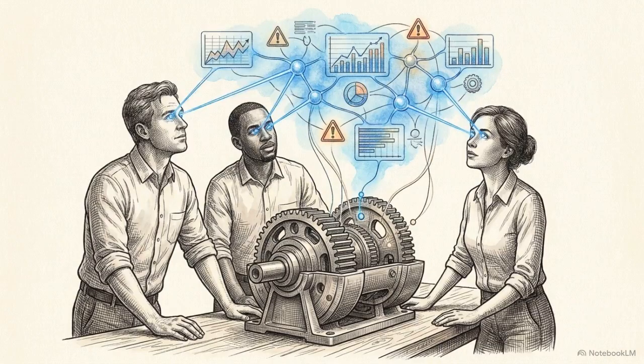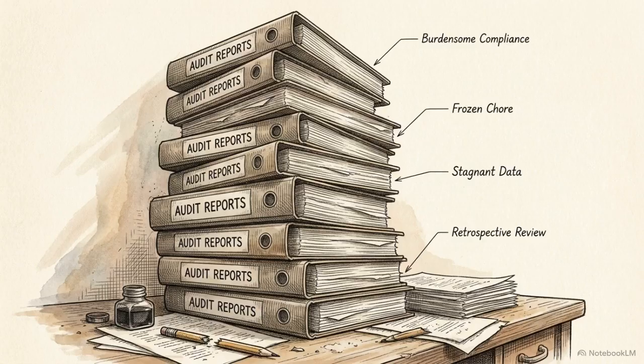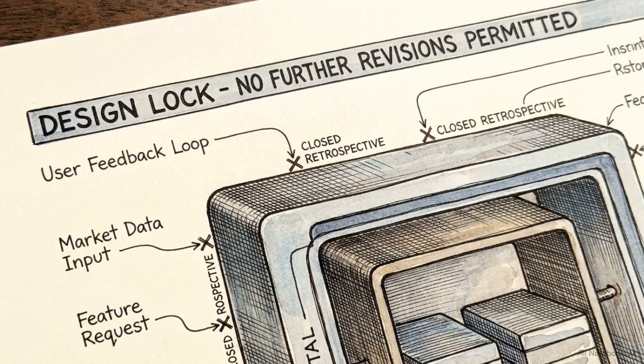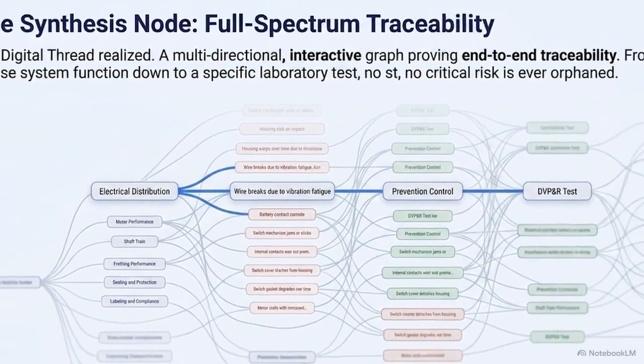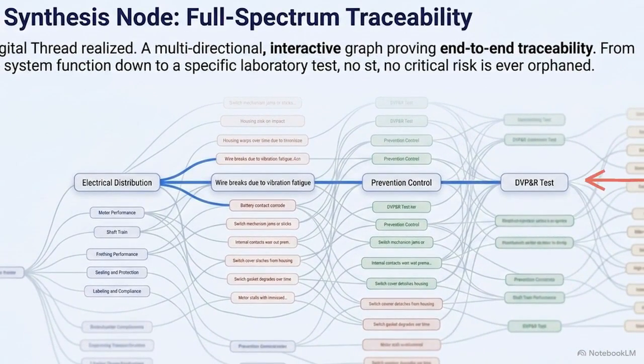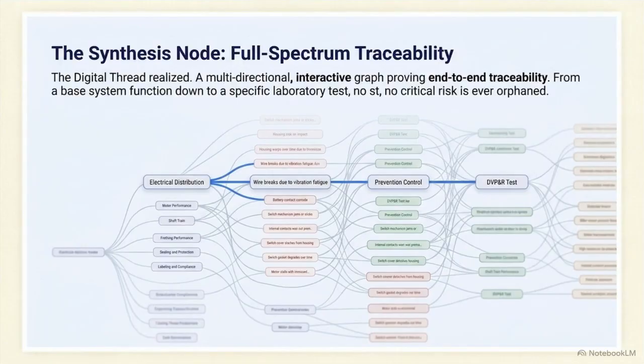Ultimately, this technology forces a behavioral shift for engineering teams. Compliance and risk reduction can no longer be treated as an audit chore, executed only after the design is already frozen. This graph visualizes the ultimate realization of the digital thread. It proves end-to-end traceability, showing a single, unbroken chain from a base requirement all the way down to a precise laboratory test. Traditionally, FMEA is a retrospective record, a static document produced at the end of a project to answer the question, what went wrong?